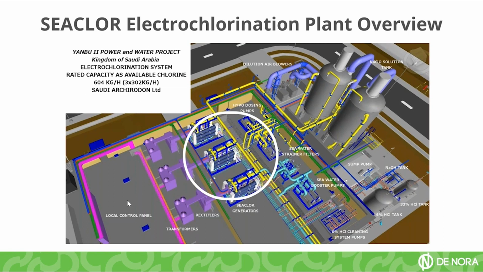Here on the other side you have the local control panels, and coming out of the SEACLOR units you have these yellow pipelines here, which is actually the mixture of hypochlorite, produced hypochlorite with hydrogen gas. And here on the side you have the blowers which will be working for the safety of those tanks.